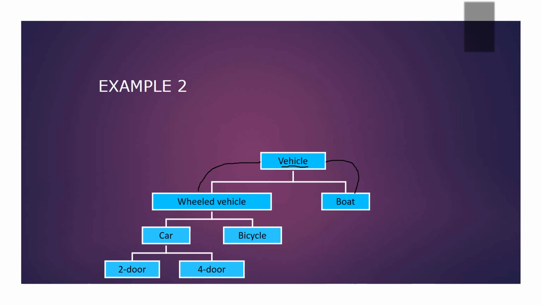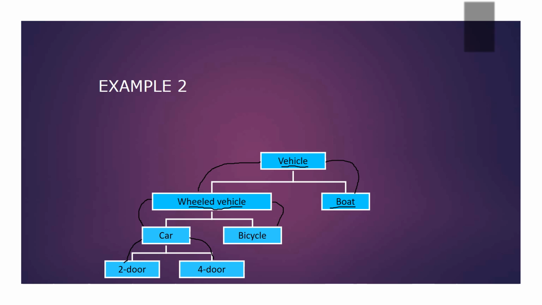Wheeled vehicle is a derived class from the vehicle base class, and boat is a derived class of the base class called vehicle. When you come across here, the wheeled vehicle is further derived by one of the classes called a car, and one more class which has been derived from the wheeled vehicle, that is bicycle. And further, car is derived by two-door cars as well as four-door cars.